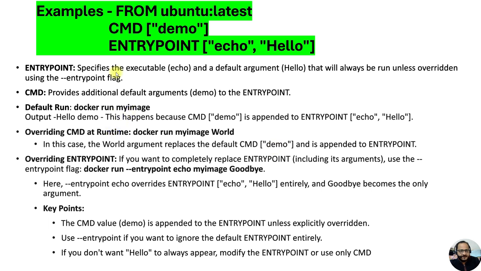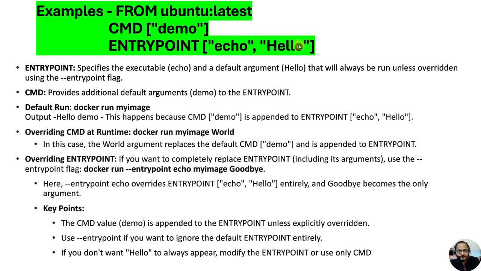So for example, I have taken here example one, the same Dockerfile. From instruction, again we have a base image of Ubuntu 12, and here you can see I have specified both CMD and entry point. If you specify both CMD and entry point in your Dockerfile, then CMD will be appended to your entry point. So whenever we start a container from this image, it will always print hello demo. It is the default behavior. Entry point here specifies the executable echo and the default argument hello. So this is the executable and this is the argument.